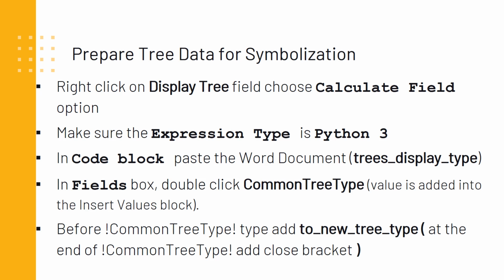In the code block, paste the Word document that you copied, so that's that tree display type from the Word document. In the field box, you're going to double click on Common Tree Type, okay, from the list above, and then before the Common Tree Type, you're going to type in to_new_tree_type and an open bracket because that's the name of the script we're going to run that's below. At the end of the common tree type, put a closing bracket.